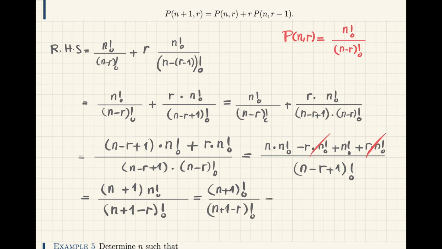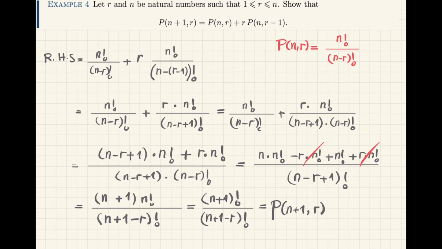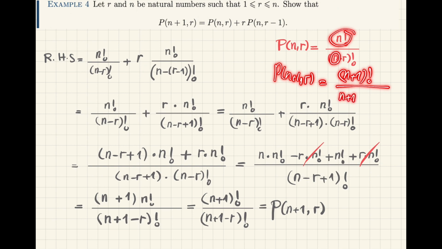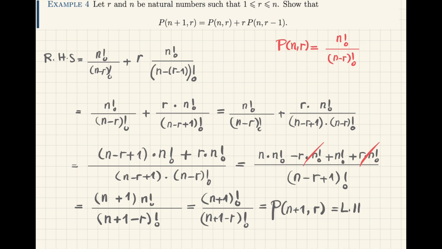Do you have a hard time to see that this is exactly P of n plus 1 and r? Why is that? If I ask you to calculate P of n plus 1 and r from this formula, instead of n factorial, you would write n plus 1 factorial. And in the denominator, instead of n, you put n plus 1 and then minus r. And that is exactly this expression. So I am allowed to collect it back into this form, and that is exactly the left-hand side. Is that understandable?